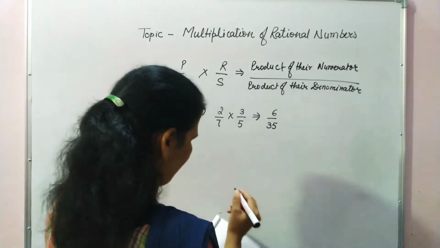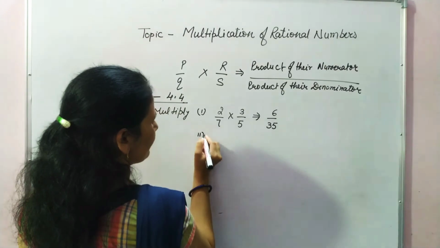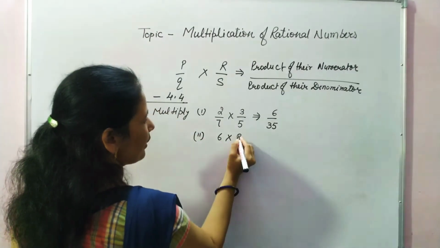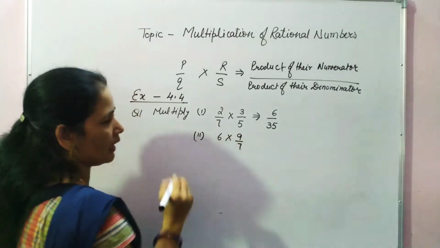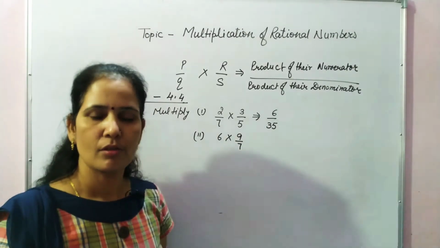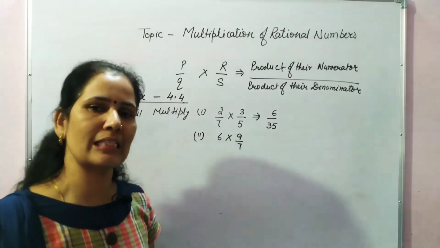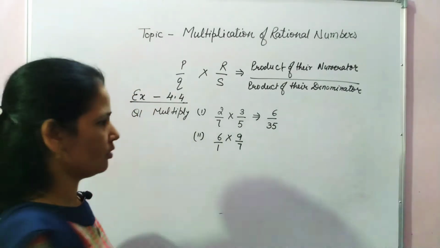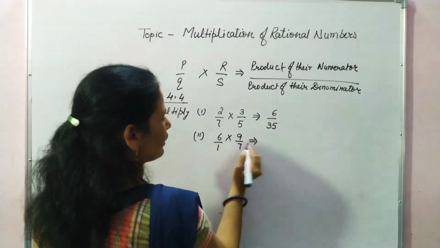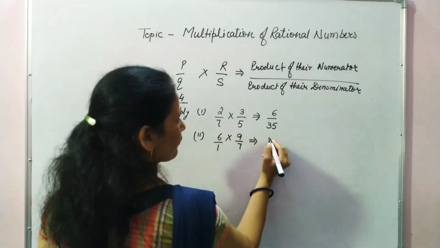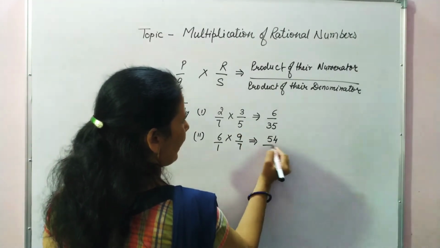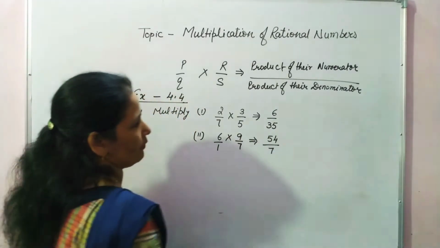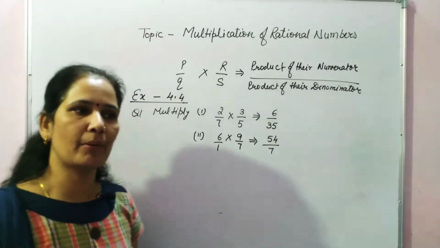Let's take its second part. In the second part they have given 6 multiply by 9 by 7. Student, 6 is a whole number. So first of all, we convert 6 into a fraction by writing the denominator as 1. Numerator multiply with numerator, 6 nines are 54, and denominator multiply with denominator, 7 ones are 7. These are the simple numbers.